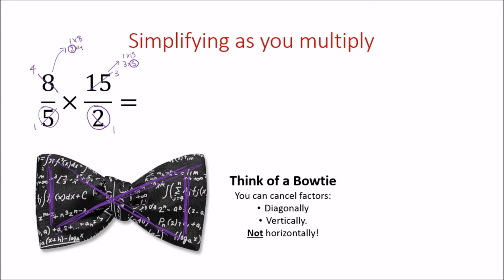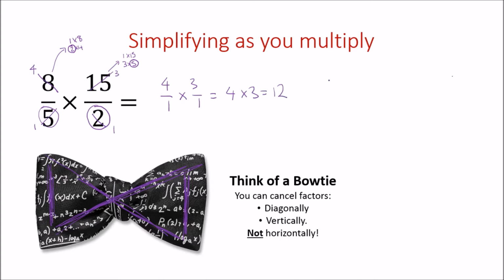We could also have looked up and down, but notice there's no common factor of 8 and 5. There was no common factor of 15 and 2. Same thing with 4 and 1, 3 and 1. We can't actually cancel any more common factors. So really what we now have is 4 over 1 times 3 over 1, which is actually really only 4 times 3, and we know 4 times 3 is 12.